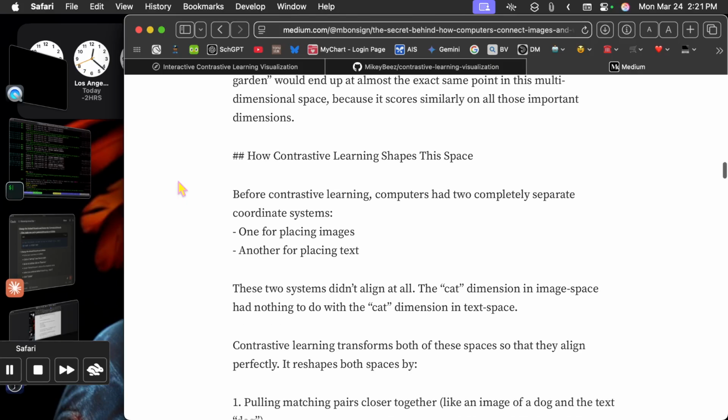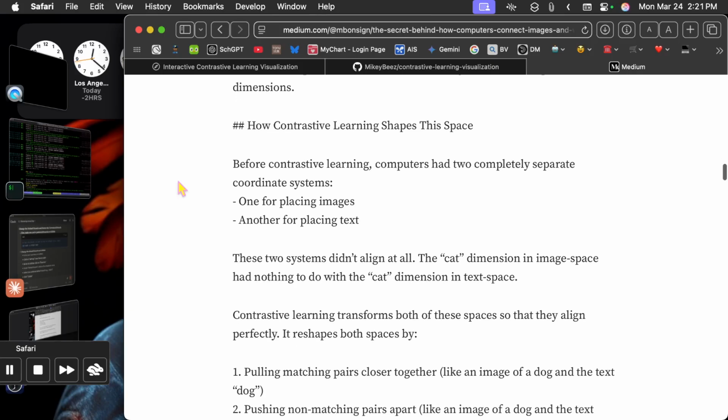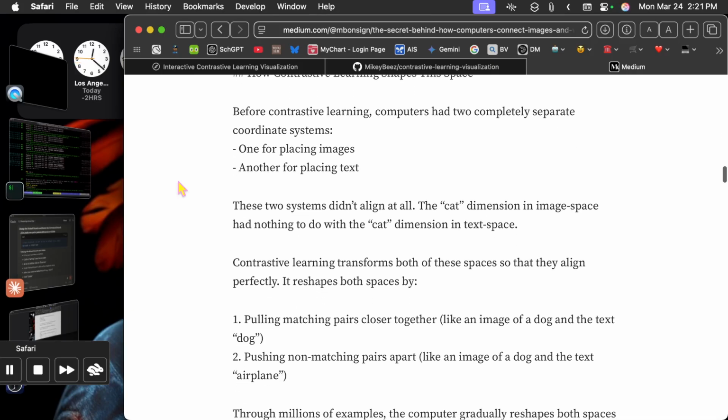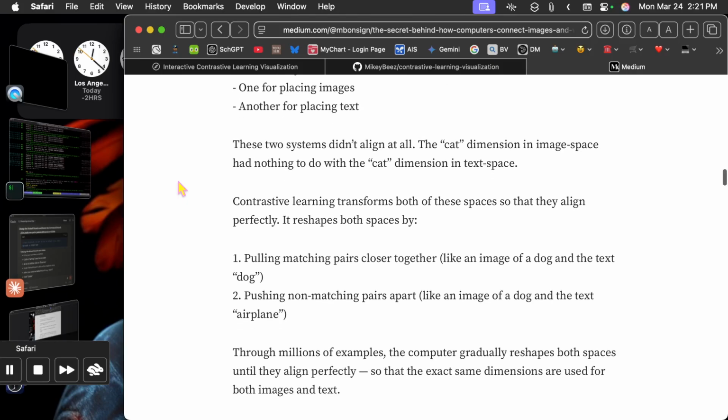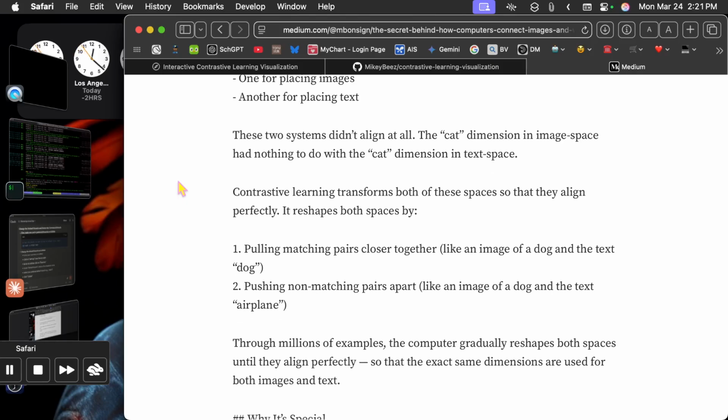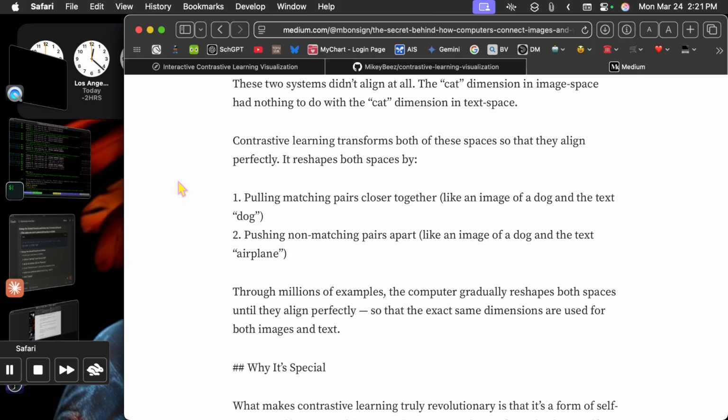How contrastive learning shapes this space. Before contrastive learning, computers had 2 completely separate coordinate systems, one for placing images, another for placing text. These 2 systems didn't align at all. The cat dimension in image space had nothing to do with the cat dimension in text space. Contrastive learning transforms both of these spaces so that they align perfectly.